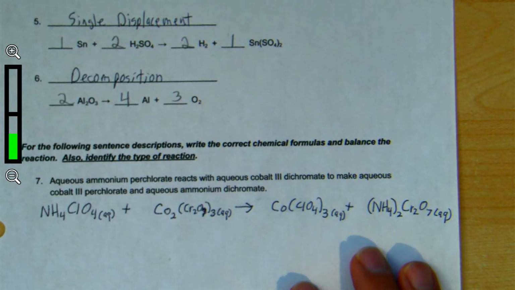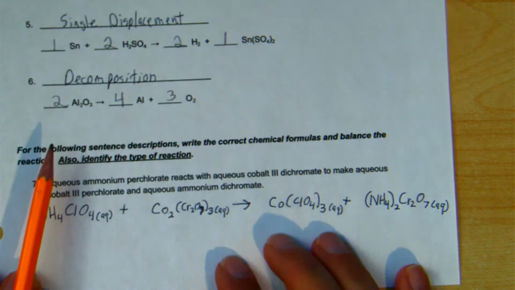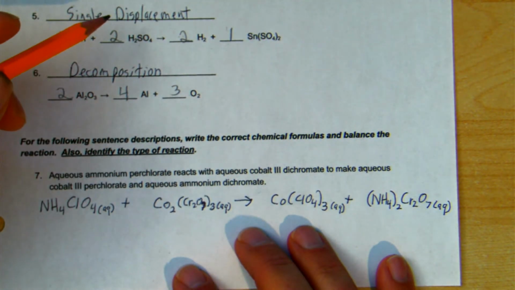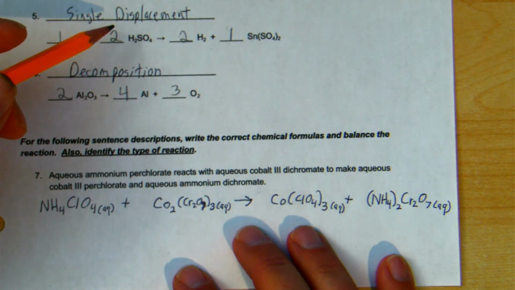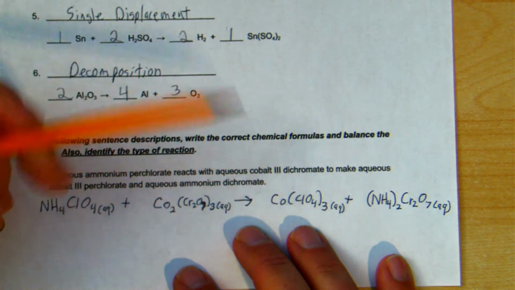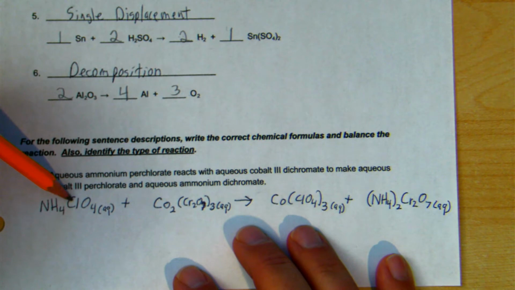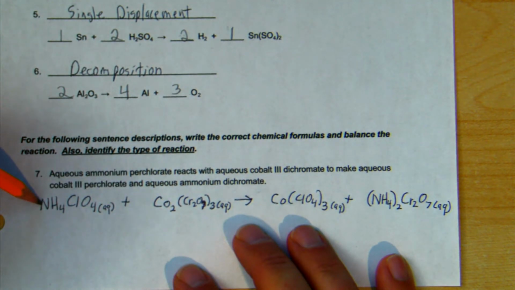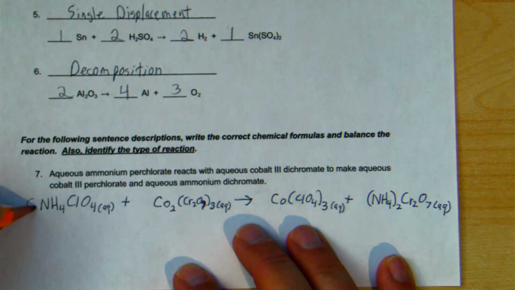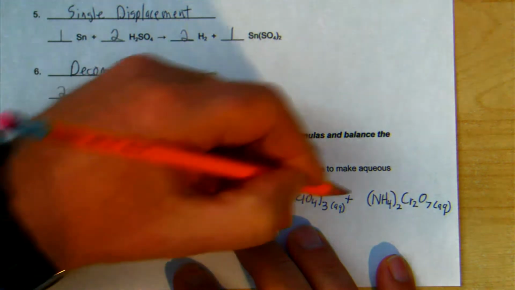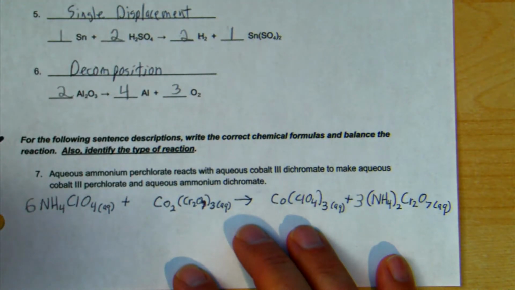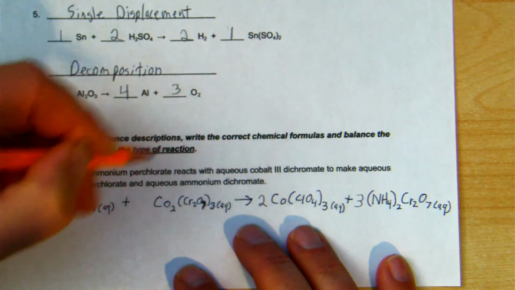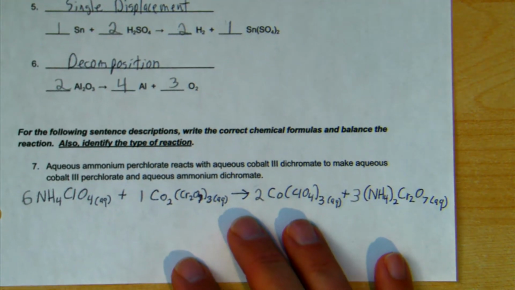Now to balance it, I will start by saying I have 3 perchlorates there, only 1 here. I can only go by even numbers on the ammoniums. So if I put a 3 here, that's not going to work. I can double it and try a 6. That means I would have to put a 3 here. And now things are looking kind of hopeful, particularly if I put a 2 there and a 1 there. So let's see how that goes.